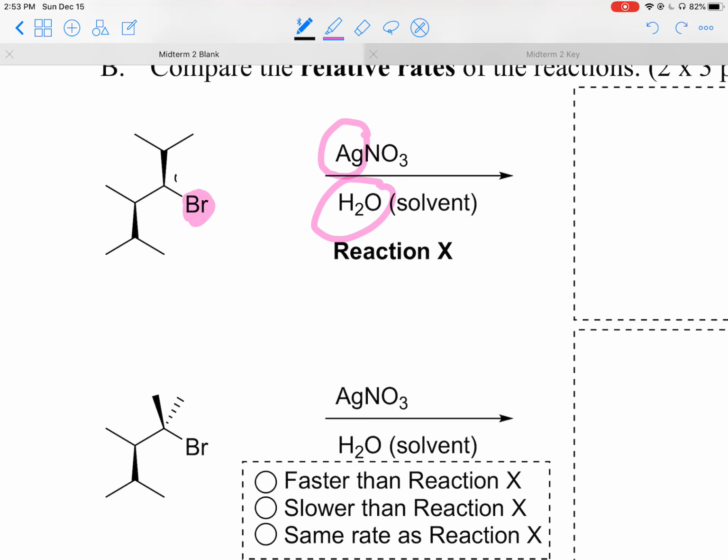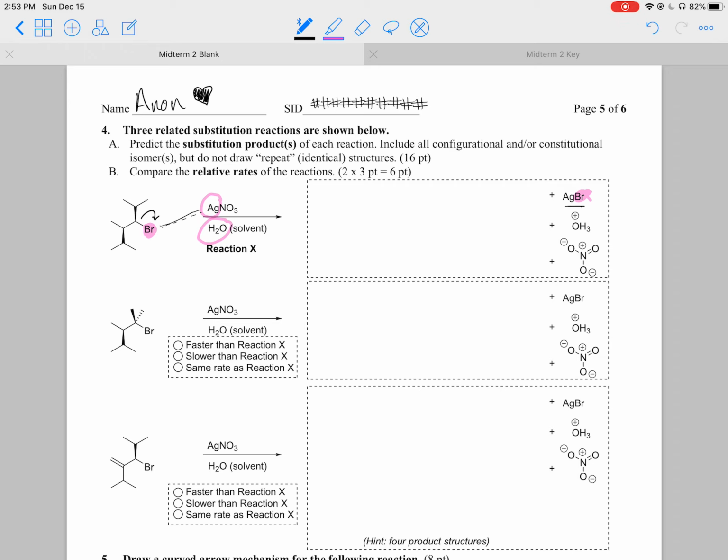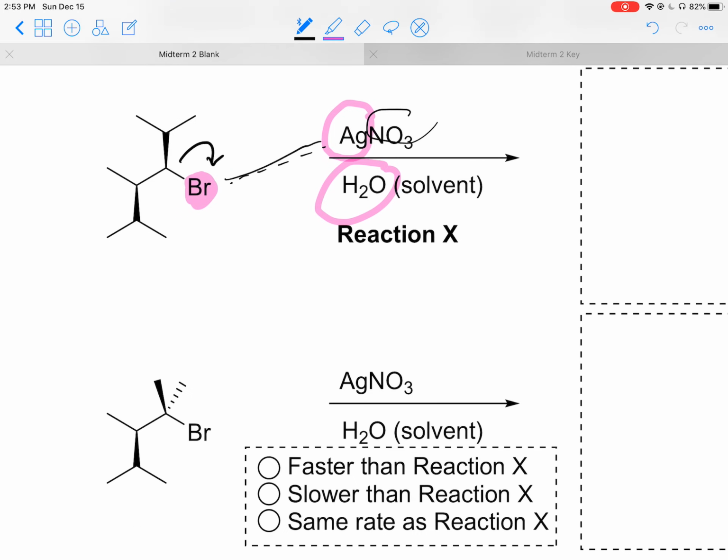So, yeah, we're going to assume that it's going to be SN2, or sorry, SN1, where the bromine is going to leave first, and it's going to be attracted to this silver right here. It's not going to be a covalent bond, it's just going to be ionic. So that accounts for the silver bromide at the end. We have the NO3 here that comes from the silver nitrate, and we've got the water solvent, but the water is also going to be our nucleophile.